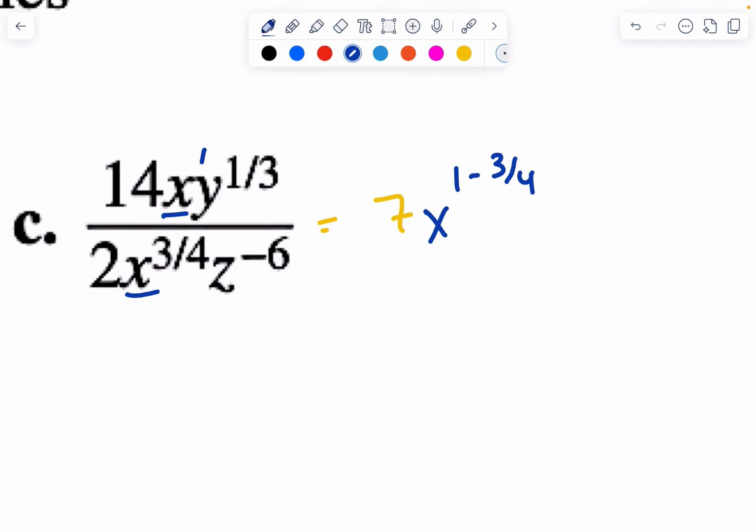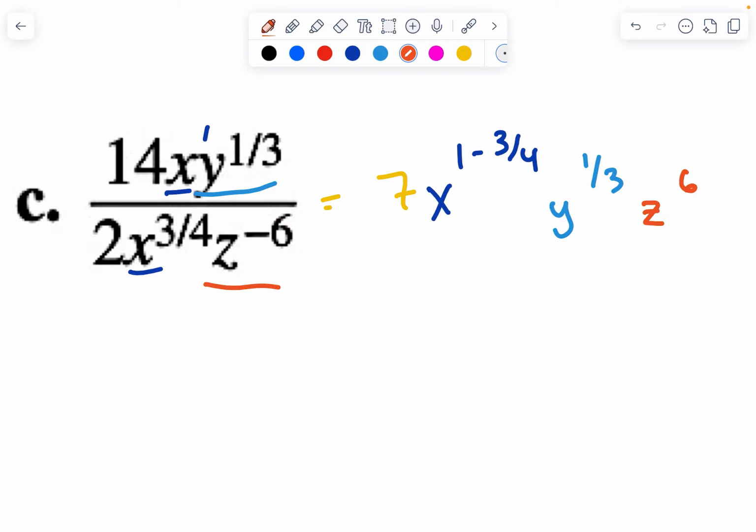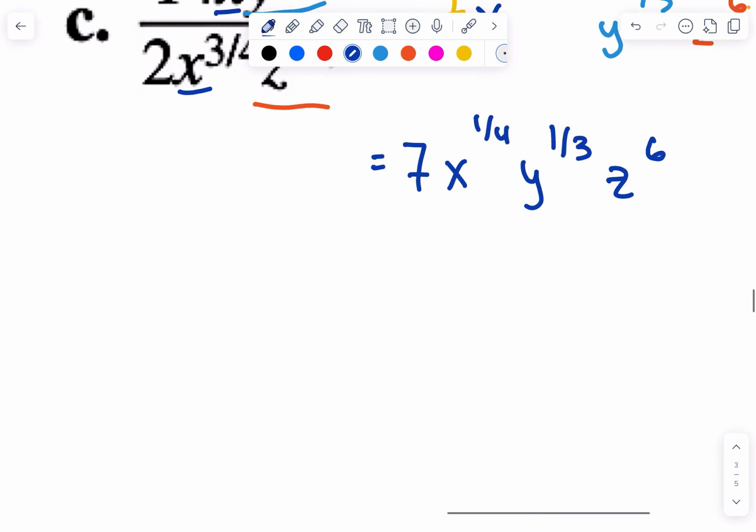I'll finish that part afterwards. Then you have y to the 1/3. There's nothing I can do with that. And then you have z to the negative 6, so that has to get moved to the numerator, okay? So when I subtract 1 minus 3/4, what I end up getting is 7 times x to the 1/4, y to the 1/3, z to the 6th as my final answer. Okay, almost there.